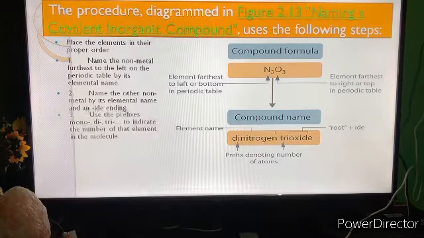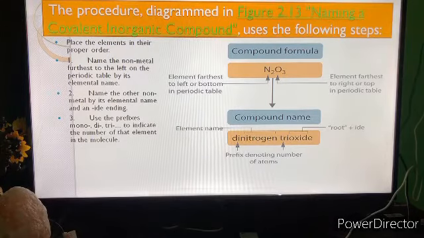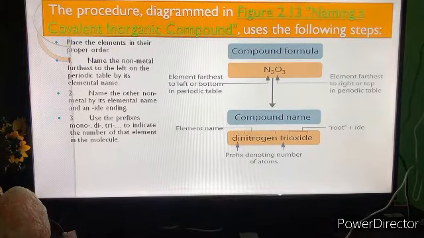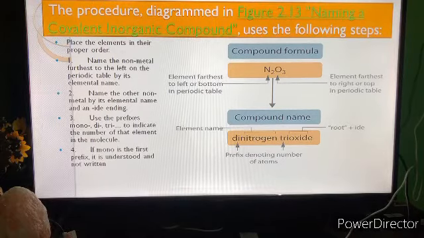The third step is to use prefixes mono, di, tri to indicate the number of atoms of each element in the molecule. In nitrogen, we have 2 atoms present. In oxygen, we have 3 atoms present. So we name it dinitrogen trioxide. We use prefixes to identify the number of atoms of each element. Additionally, if mono is the first prefix, it is understood and not written. So if the first prefix is mono, we do not have to write it, just write the elemental name.